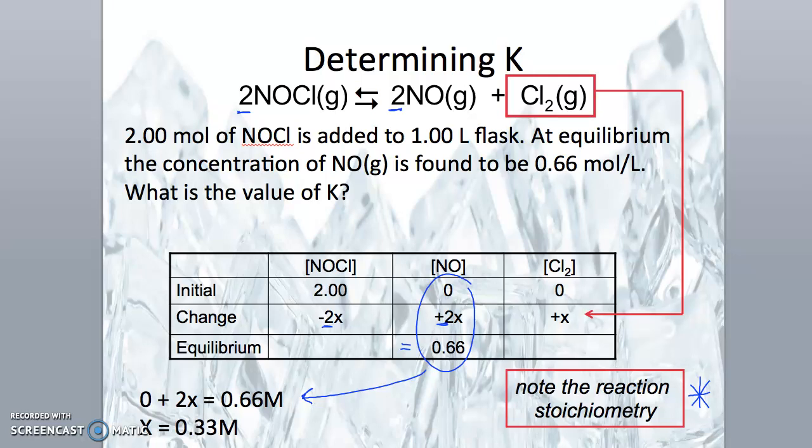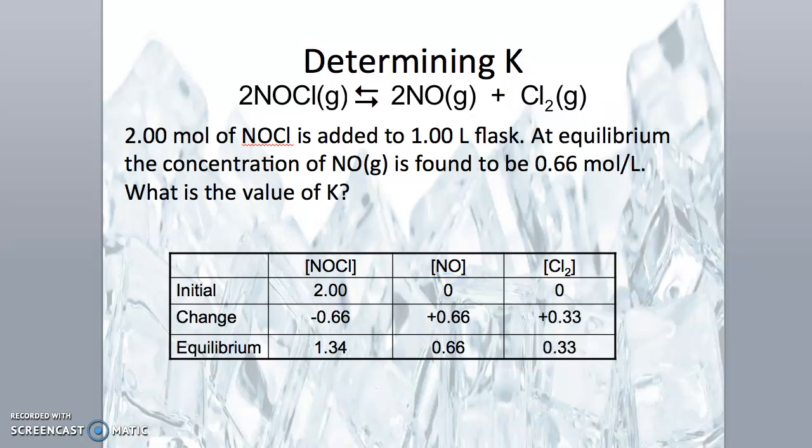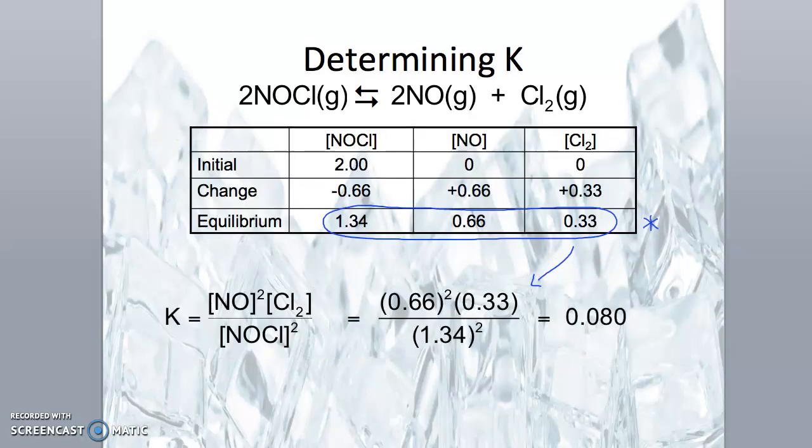The change is expressed in terms of x with careful attention to the balanced equation. The equilibrium concentration of the product NO was provided, so we can enter that in the equilibrium row. With the equilibrium concentration known, we can solve for x as shown in the lower left. Once we know x, we can determine the equilibrium concentrations for all species. Using the equilibrium concentrations, we can calculate the equilibrium constant.